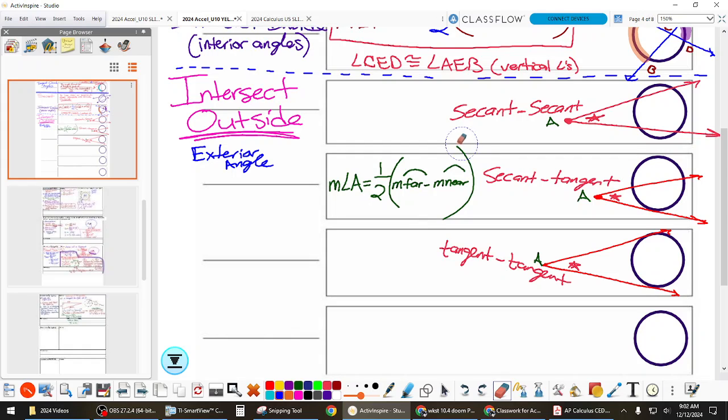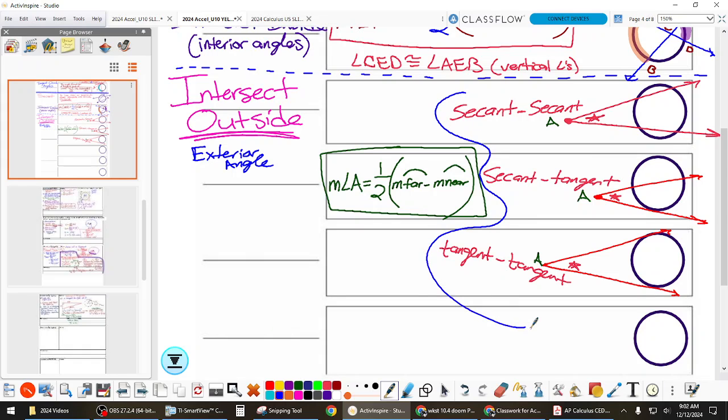If you don't like the word far and near, because maybe it doesn't work for you, call it something that makes more sense. Like you could say maybe the bigger one and the smaller one. If you want, you could add in the pictures, just name them. So this is the far arc from the angle, this is the near arc. Same here, far, near. Usually it's pretty obvious.